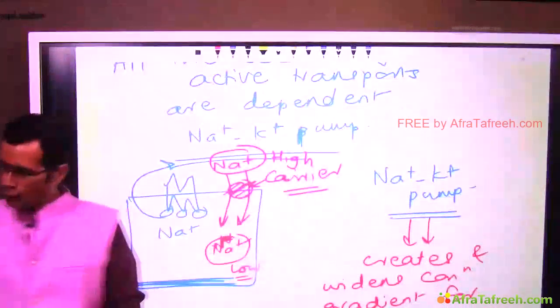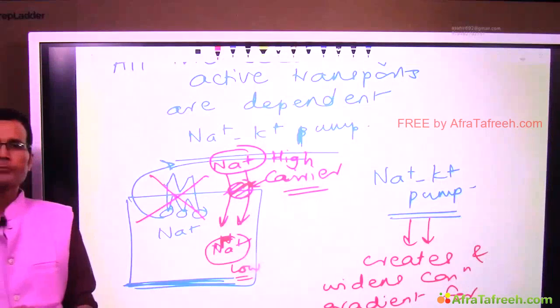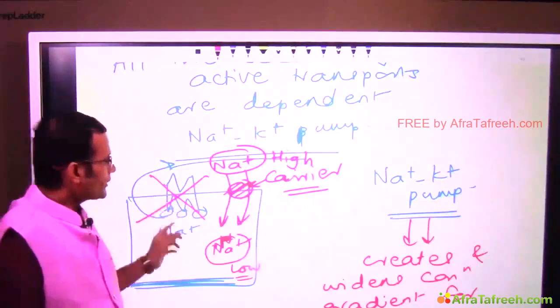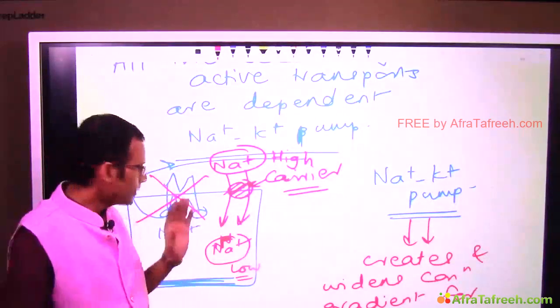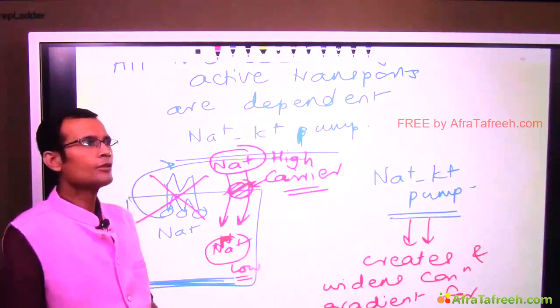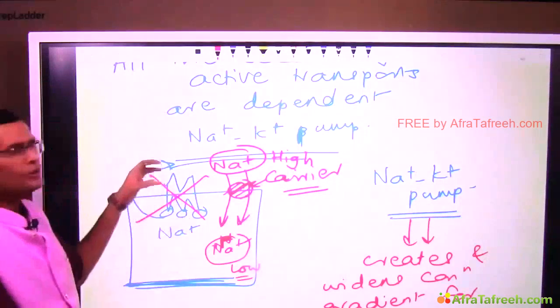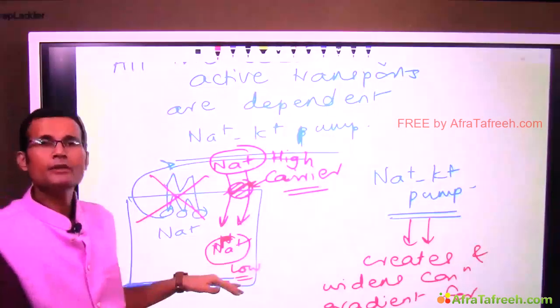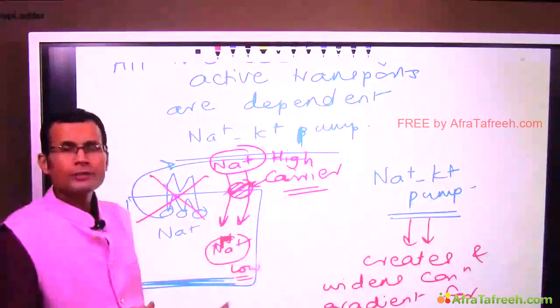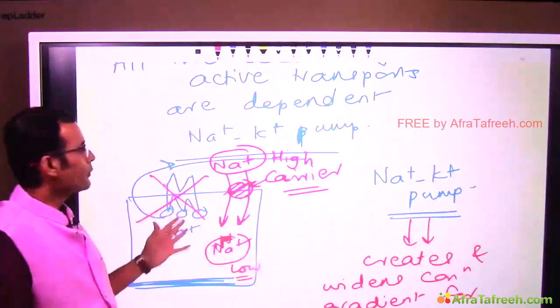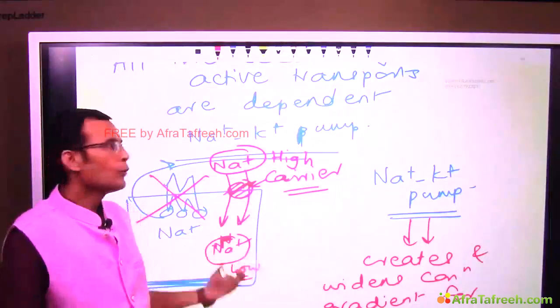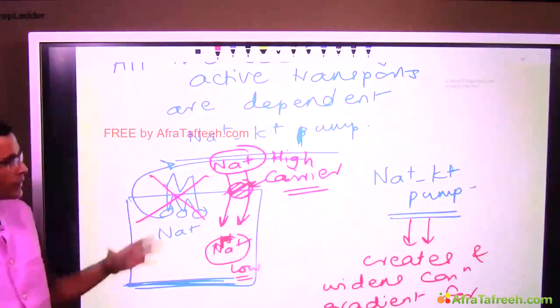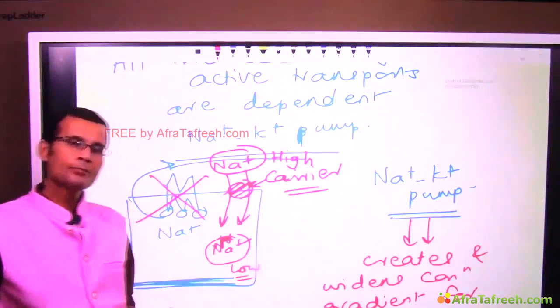But my point was, if the sodium potassium pump fails, then all the secondary active transports will also fail. Please remember this. For instance, if there is some drug or poison which binds to the sodium potassium pump and inhibits it, in that case, the secondary active transport based on that will also be inhibited. So that's active transport and its types.